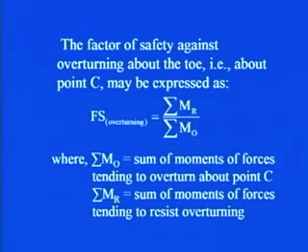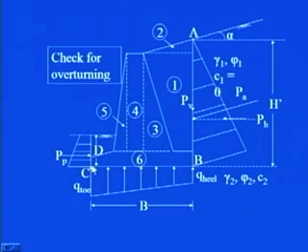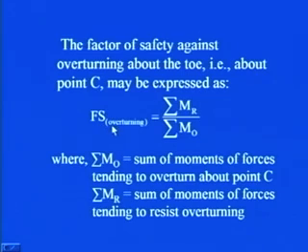The factor of safety against overturning about the toe, that is about point C. You see here, this is the toe, this is the point C. So, about this point C we will check for overturning. This may be expressed as the factor of safety against overturning equal to the summation of the resisting moments divided by the summation of the moments which will try to make the wall overturn. Here, summation MO is the sum of moments of forces tending to overturn about point C, and summation MR is the sum of moments of forces tending to resist the overturning.